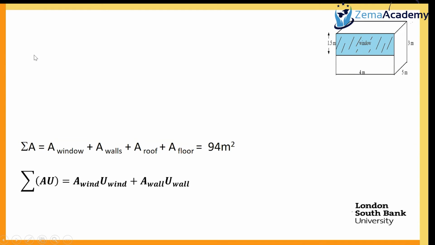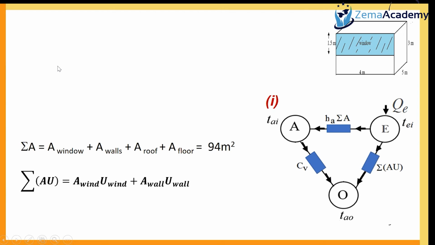Okay. The next thing that you needed to calculate in the first activity was ventilation conductance. So I want you to calculate the ventilation conductance, which is again the same. The ventilation conductance was C_v = 1/3 times N times volume. Number of air changes is 1, volume is 60, so your ventilation conductance has also not changed. It came out to be 20 watt per Kelvin.